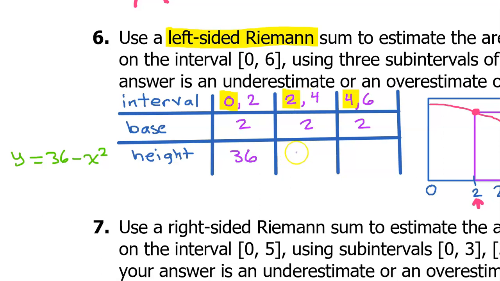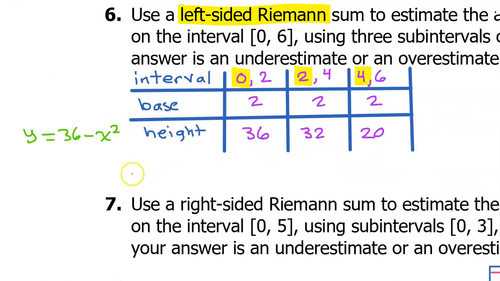For the middle interval, 36 minus x squared, we're going to use the 2, the left side of the interval. So this is 36 minus 2 squared. That's 36 minus 4, so that's 32. And then the height of the third rectangle, the left side of the interval is 4, so that's the x value that we will use. So 36 minus 4 squared, that's 36 minus 16, so the height of the third rectangle is 20.